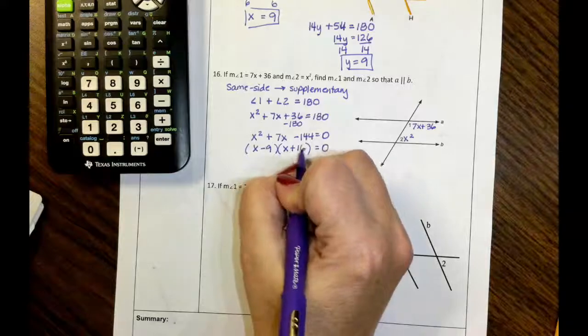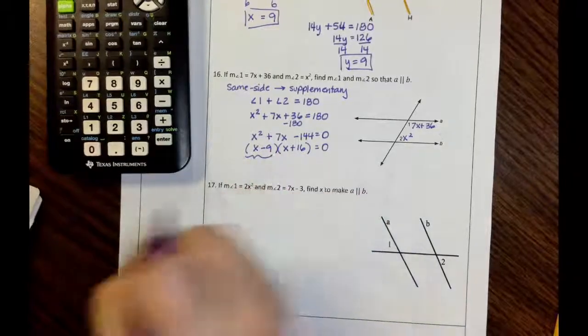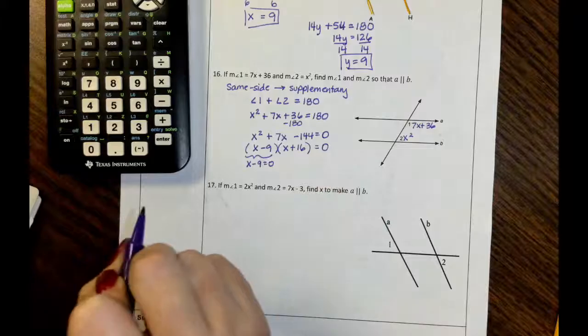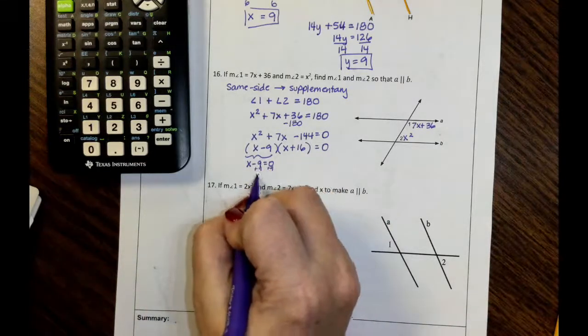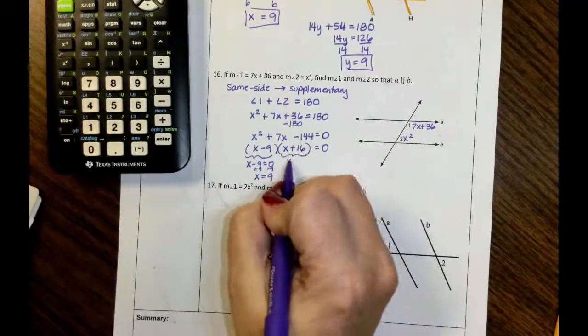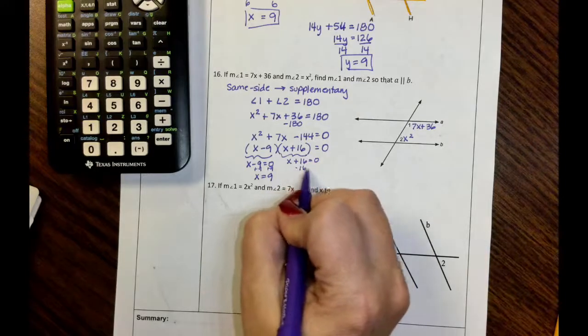Now everybody always forgets this step. At this point, what you want to do is set each factor equal to 0. So you would say x minus 9 is equal to 0, and you would solve that little mini equation, add 9 to both sides, and you get x is equal to 9. Then you solve the other mini equation, x plus 16 is equal to 0. Subtract 16 from both sides. You get x is equal to negative 16.